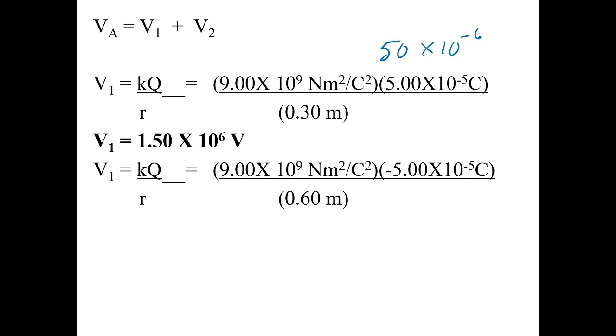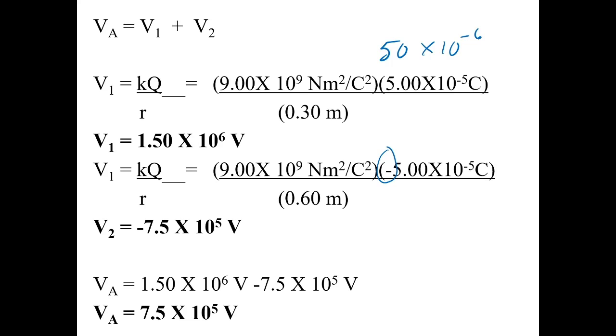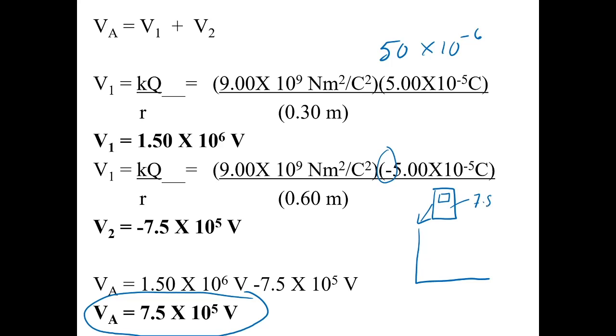For V2, we need to put the negative in. Notice it's a negative charge, so I had to include that. I now just do KQ over R, but it's much further away. So as we would expect, the voltage is a lot less, half. Then I add them together, and it turns out that the positive voltage wins. So if we could bring a voltmeter and get a reading, that's trickier said than done, we would get a reading of 7.5 times 10 to the 5th volts, because the positives and the negatives canceled each other out a little bit.